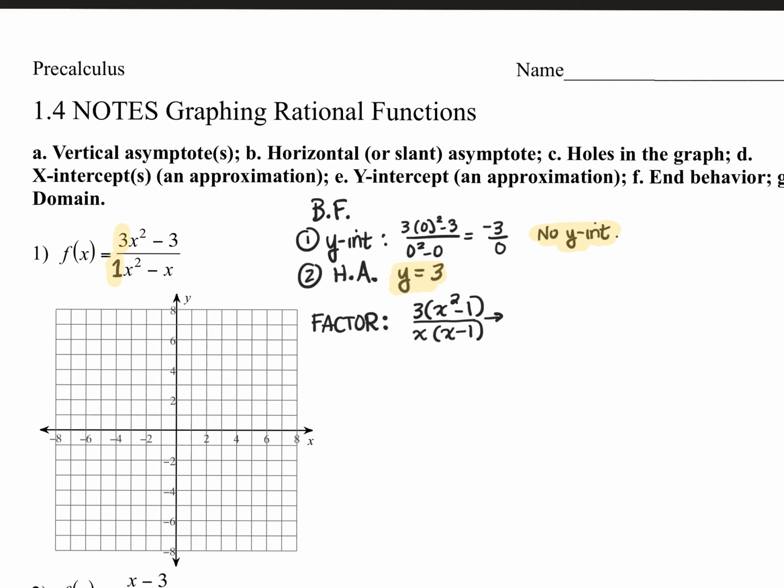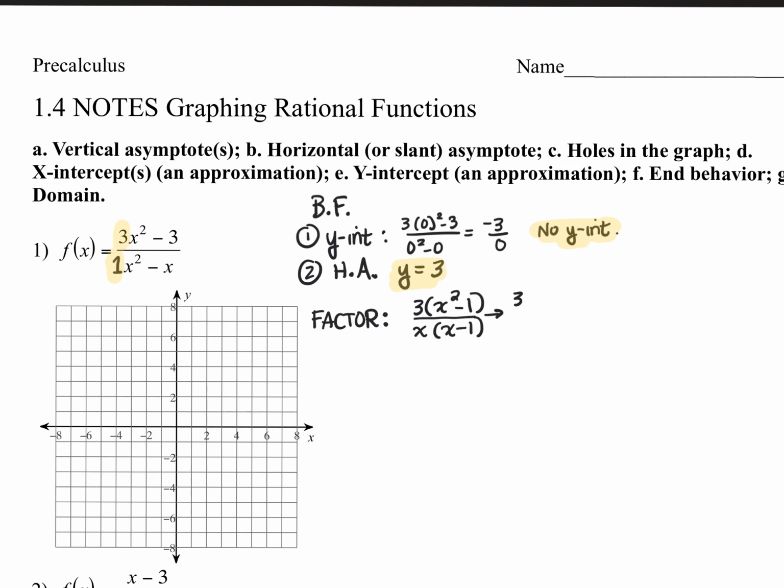Now, I can factor that a little bit further because the numerator is a difference of squares. So I factor it, and I get 3 times x minus 1 times x plus 1, and in the denominator, I have x times x minus 1. Okay, so the next step after we factor is to look for any holes in the function. And remember, holes come about because of common factors. So I'm looking for any possible common factors, and I see there's one right there, x minus 1.